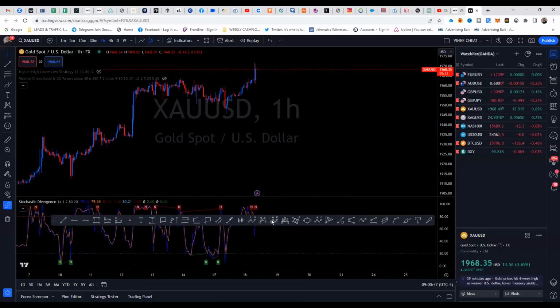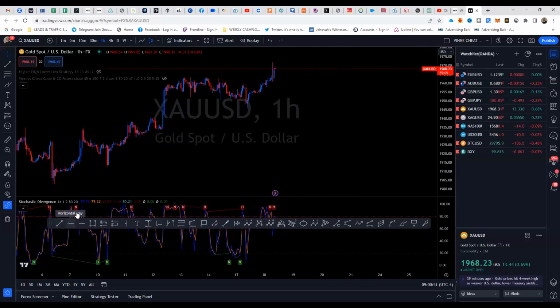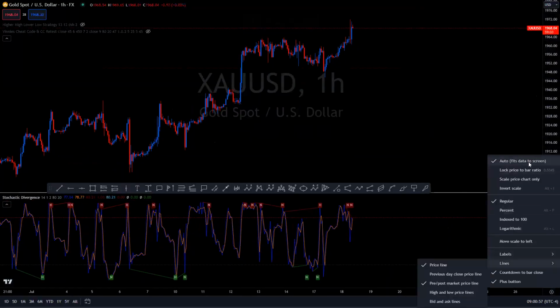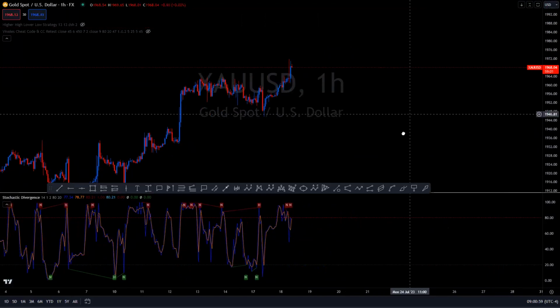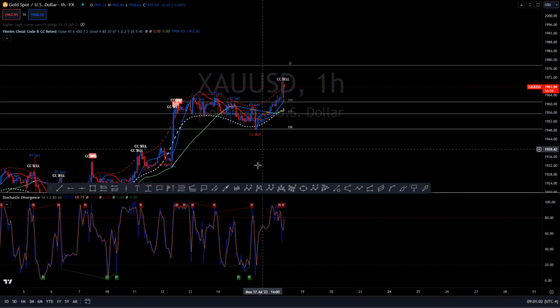So we're going to be trading gold once again, and we're going to be implementing the G.S.A strategy. So let's go ahead and get started. What we're going to do is turn on the cheat code indicator. We can actually see that we have the cheat code sell currently here.